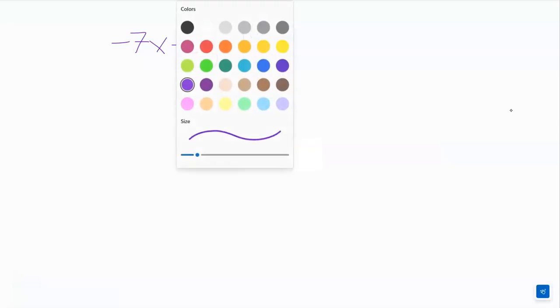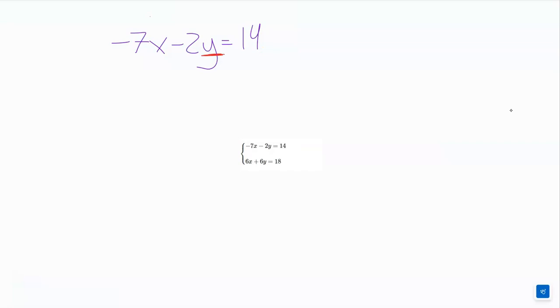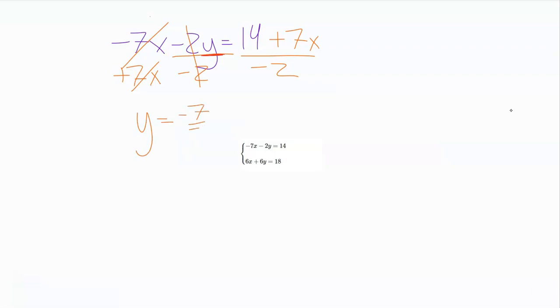So this first one, negative 7x minus 2y equals 14. We want the y by itself. The first thing we're going to do is add 7x to both sides. So that cancels that off. And then we divide by negative 2. Now our y is by itself. I'm going to put my x value first. So we get negative 7 over 2 x. And then 14 divided by negative 2 is negative 7.